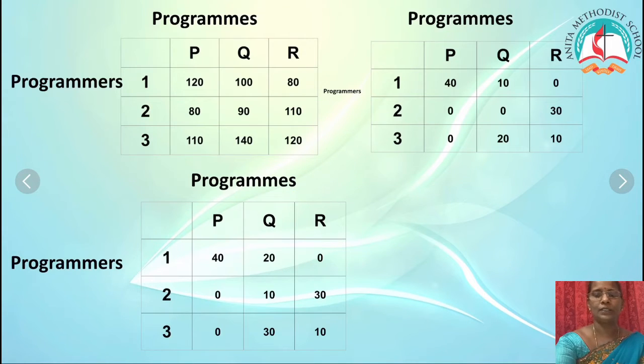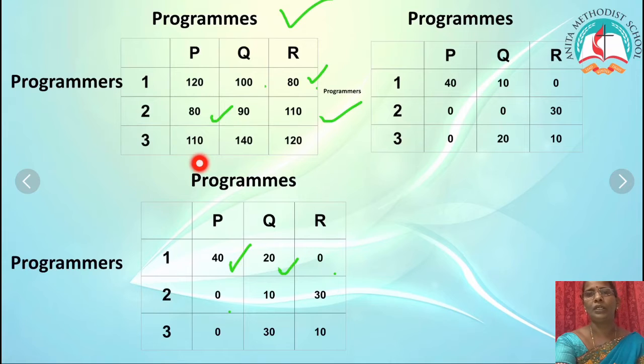This is the given question, and here which is the least number in the first row? It is 80. If I subtract 80, 120 minus 80 is 40, 100 minus 80 is 20, 80 minus 80 is 0. Coming to the second row, the minimum is 80. 80 minus 80 is 0, 90 minus 80 is 10, 110 minus 80 is 30. Similarly, in the third row the minimum number is 110. 110 minus 110 is 0, 140 minus 110 is 30, 120 minus 110 is 10.